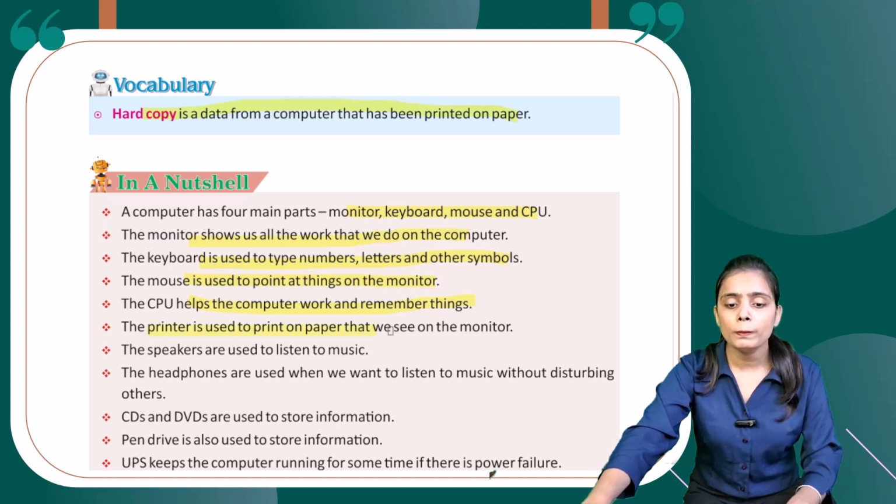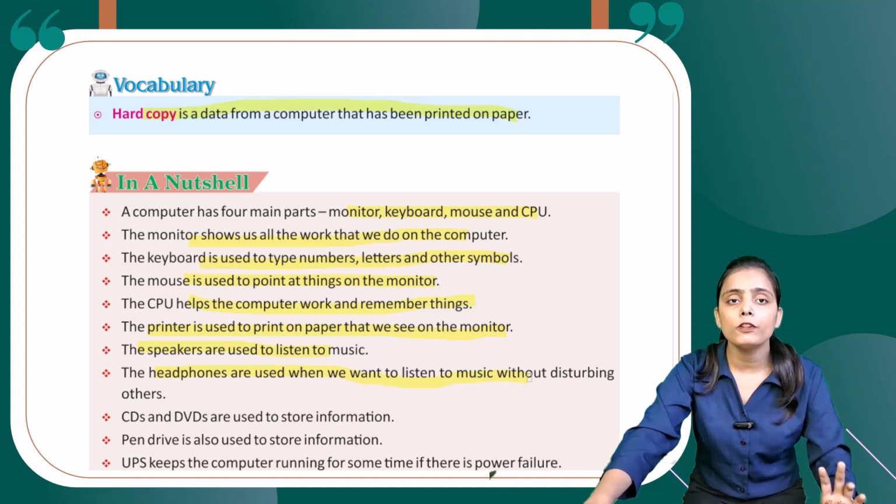Printer is used to print on paper that we see on the monitor. Exactly. The speakers are used to listen music. The headphones are also used to listen music, but when we want to listen music without disturbing others. So that is the major difference between speaker and headphones.